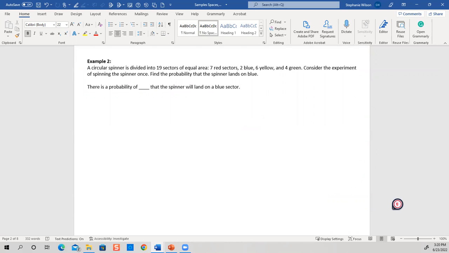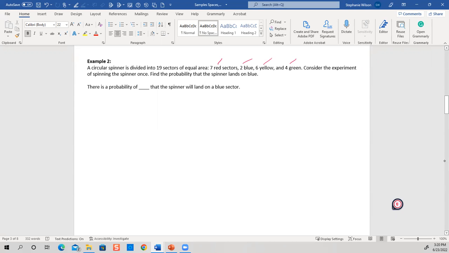Example 2. A circular spinner is divided into 19 sectors, and they are equal area. We have red sectors, blue sectors, yellow sectors, and green sectors. As you see here, we have 7 reds, 2 blues, 6 yellows, 4 greens. It says consider the experiment of spinning the spinner once. We're going to find the probability that the spinner lands on blue.